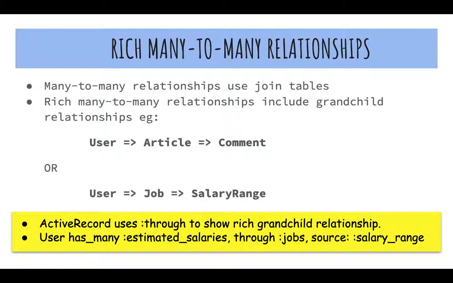So many-to-many relationships use join tables, but we can have rich many-to-many relationships which include grandchild relationships. So for example, a user can have an article with a comment that it's referred to, or a user can have a job which then refers to a salary range and is then available to the user. So Active Record uses through to show rich grandchild relationships.